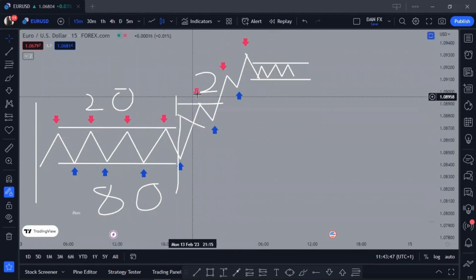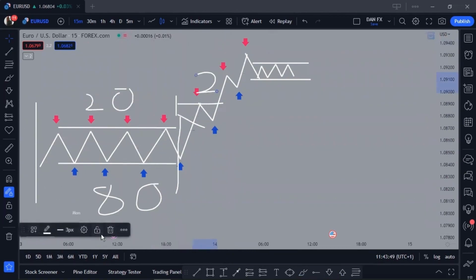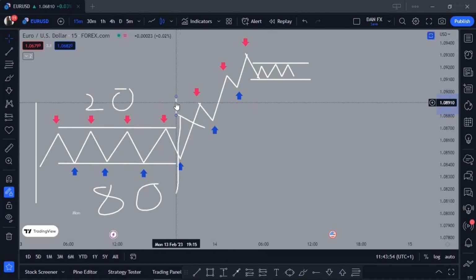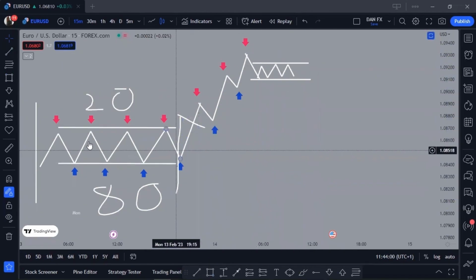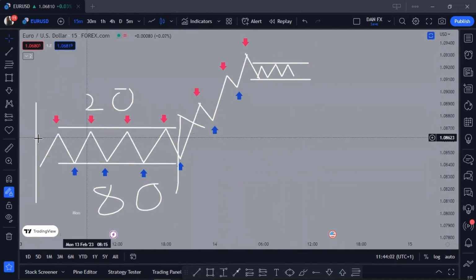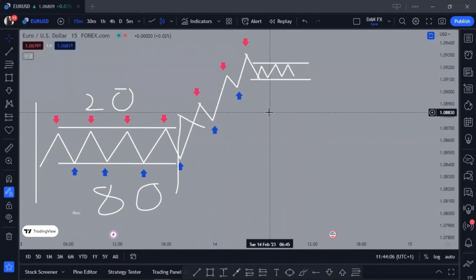Let me just clear this out so that it looks a little bit cleaner. So this whole area here is London session, right? So this is Asian and this is London. Asian session is the consolidation. The breakout is London session. Now, what happens is we have higher highs, higher lows, right? So a lot of people are anticipating another higher low.